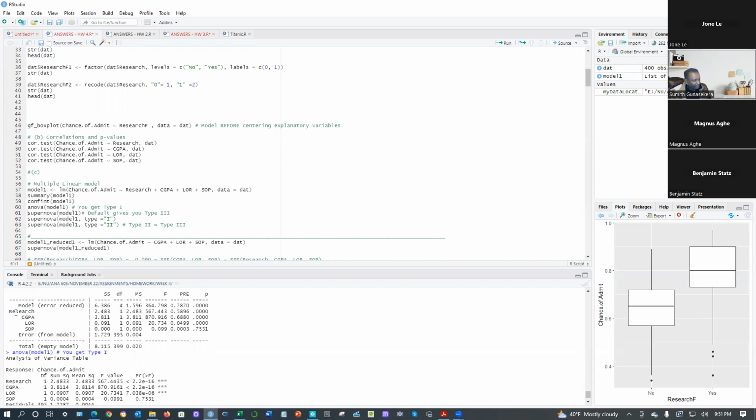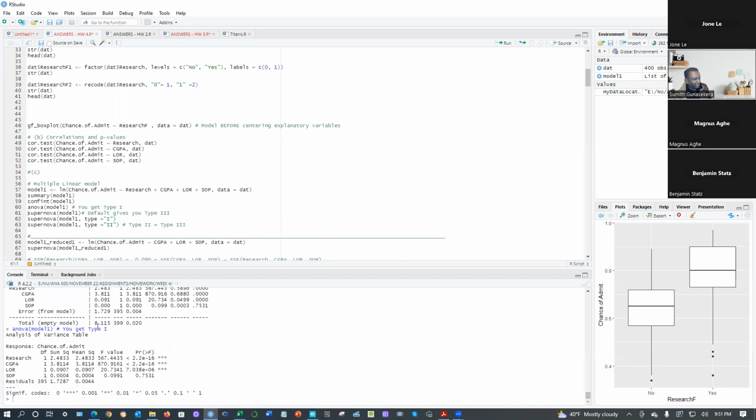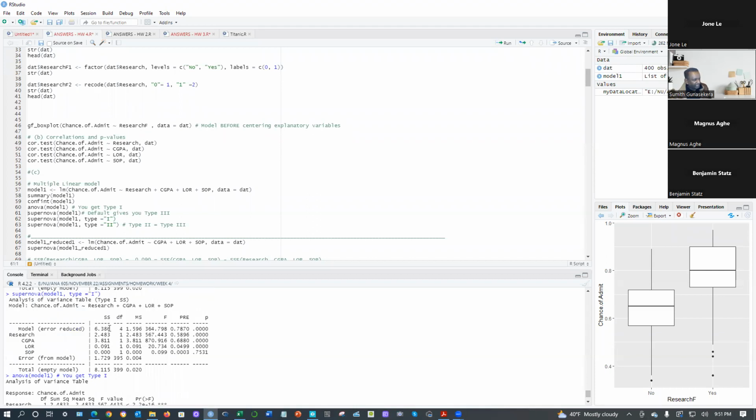At this stage, we don't call this one SSR. These are called the sequential sum of squares: sequential sum of squares of research, sequential sum of squares of CGPA, sequential sum of squares of LOR, sequential sum of squares of the statement of purpose. Then error, SSE, then SS total, very clear. That breakdown and their addition, see this way. You're going to add these four together to get the SSR. SSR plus that SSE will give you SS total.